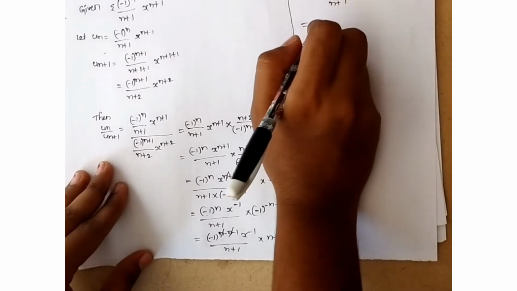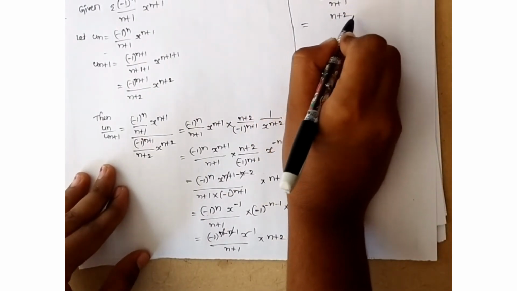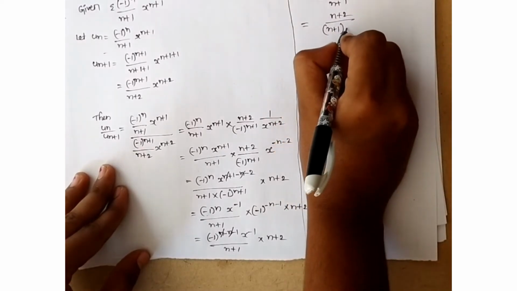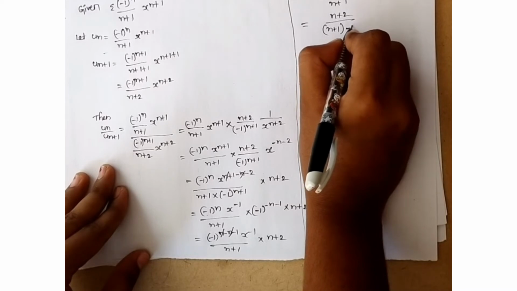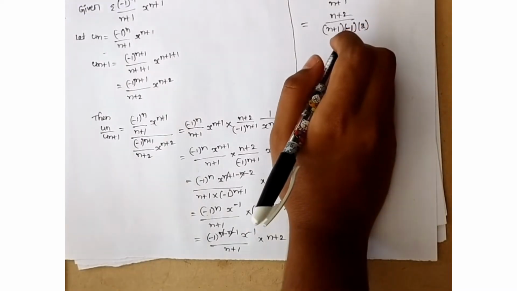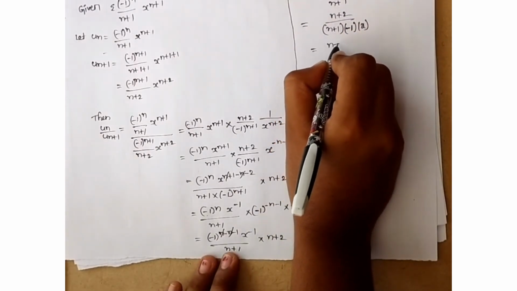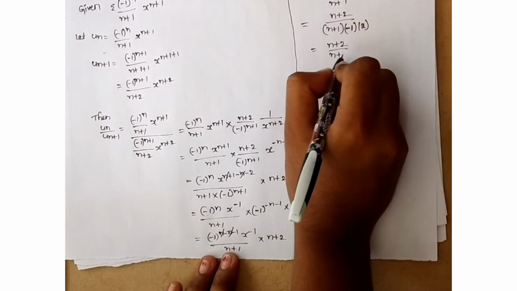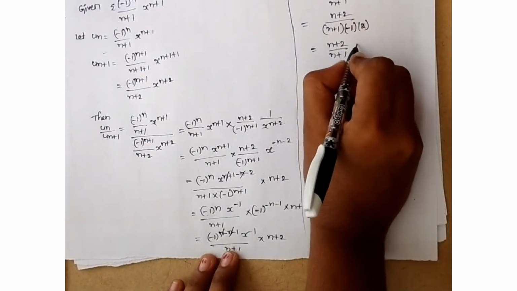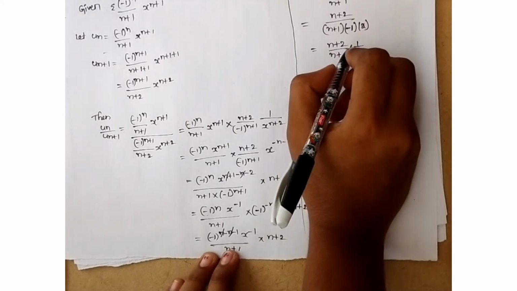Then that equals n plus 2 by n plus 1 into minus 1 into x. Then that equals n plus 2 by n plus 1 into 1 by x, we get.